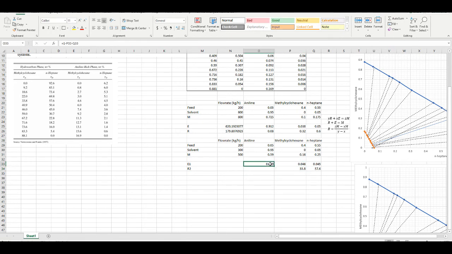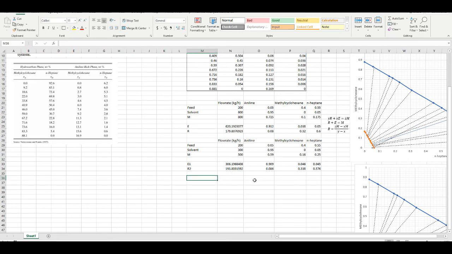Once again, we can calculate the flow rate using the same approach as before. And now we have a flow rate of 193.8 kilograms per hour. Then extract is obviously just 500 minus the raffinate. That gives us a flow rate of 306 grams per hour. So that was for the first stage.